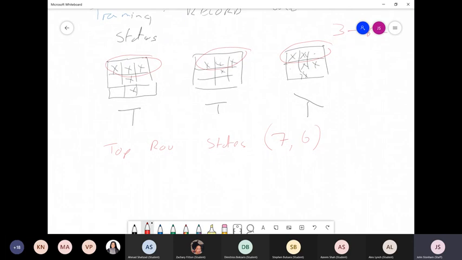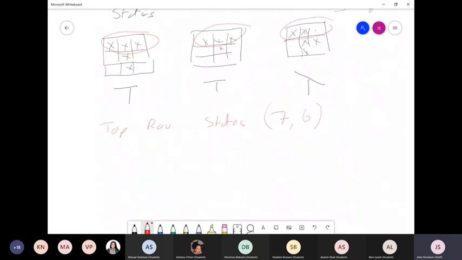Repeating it as I did last week for the middle row, we also get 2 states. And for the bottom row, 2 states. The bottom row would be state 2 and state 0. Now, having got those states, we can test, and we will get a response if the state is allowable from the training set. So as long as I have a 7 or a 6 in the top row state, as long as I have a 2 or a 3 in the middle row, and as long as I have a 2 or a 0 in the bottom row, we will get a response.